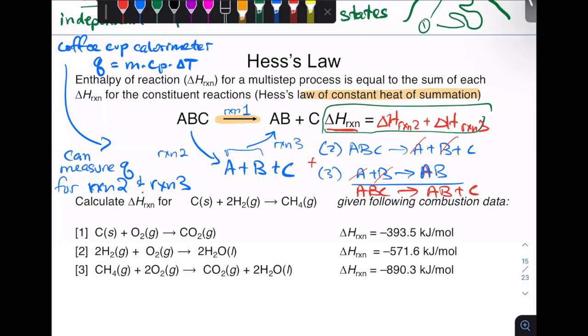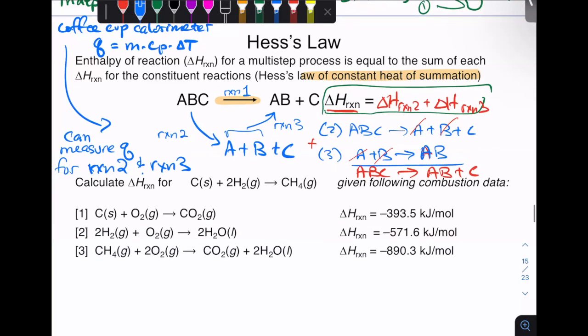I'm going to lead you through an example, and then I'm going to maybe have you do one on your own, and I'll lead you through that. And let's just see how that goes. So here's the first example. Let's say that this is the reaction that we want to calculate the delta H for. But we can't measure it directly.